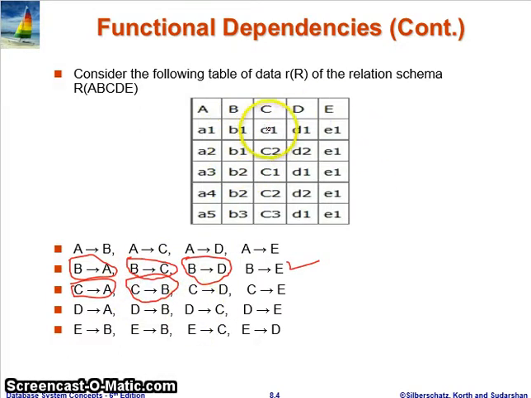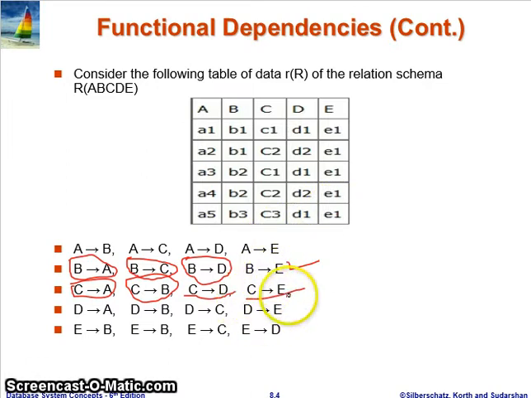C to D: C1 and C1, this C1 corresponds to D1 and this C1 also corresponds to D1, so this is the same. Check for C2: there are two C2, and both correspond to D2, so this is true. Check for C3: there is only one C3, corresponding to D1, so this is true. C functionally determines D. Check for C to E: both C1 correspond to E1, so the values are the same. For C2 the value is E1 and also E1, so this is true. And for C3 there is only one C3, so it is also true. So this is holding.